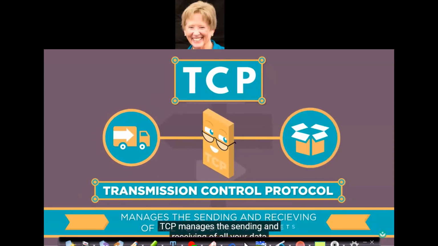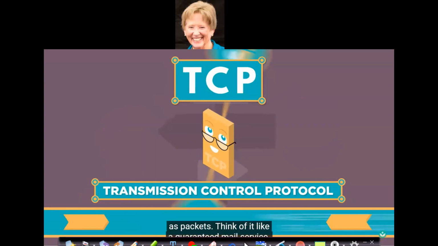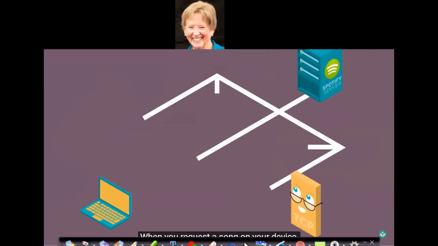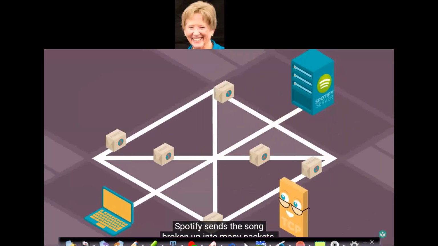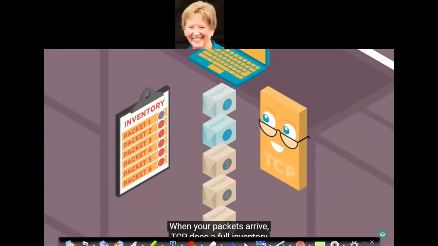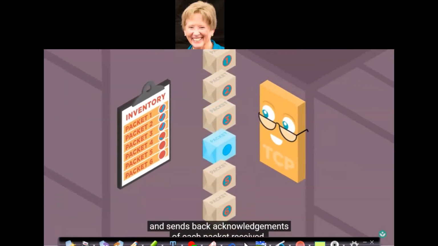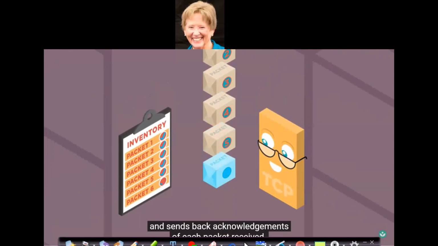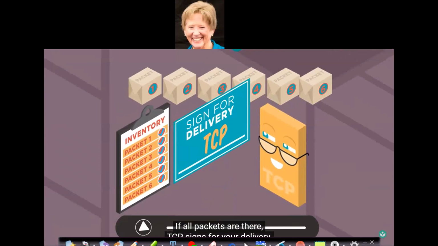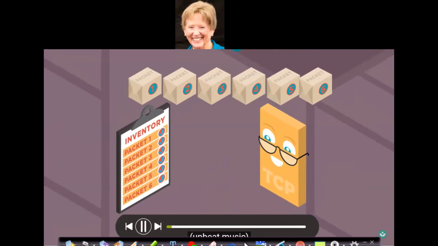TCP manages the sending and receiving of all your data as packets. Think of it like a guaranteed mail service. When you request a song on your device, Spotify sends a song broken up into many packets. When your packets arrive, TCP does a full inventory and sends back acknowledgments of each packet received. If all packets are there, TCP signs for your delivery and you're done.